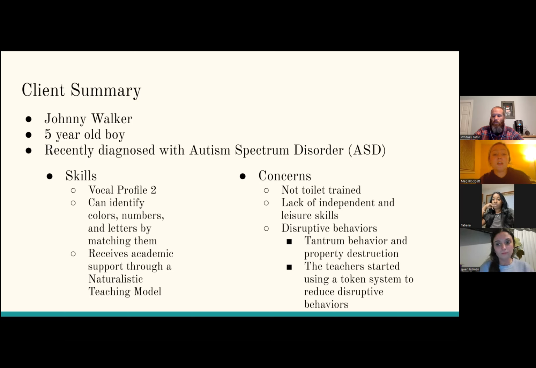Johnny's disruptive behaviors have been a concern because they involve tantruming, which for him is screaming and crying on the floor, as well as property destruction, which is throwing toys and materials. His teachers have started using a token system to reduce the disruptive behaviors and say it works sometimes.